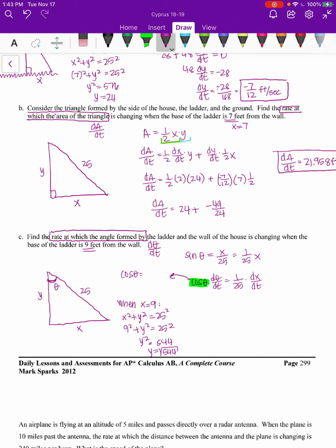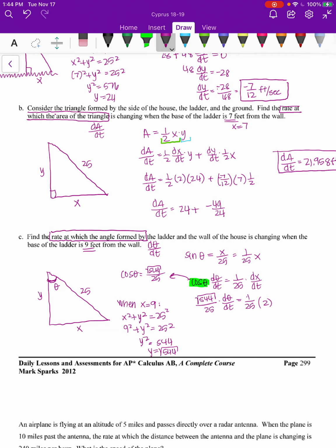So cosine of theta is our adjacent over hypotenuse. Well, we know what the adjacent is. The adjacent is y, which is now the square root of 544, over 25. That's our adjacent over hypotenuse relationship. So I'm going to replace that here just so I don't have to deal with theta. So the square root of 544 over 25 times d theta dt equals 1 over 25. I know what dx dt is, it's still 2.